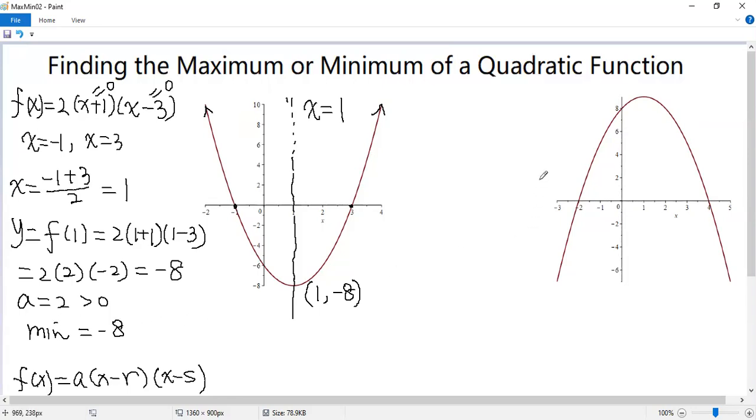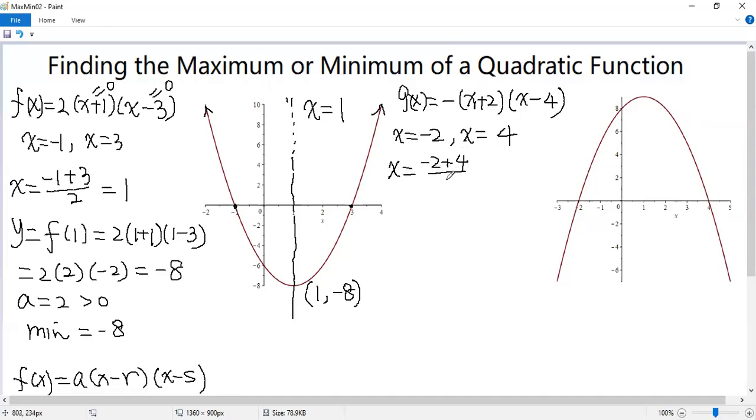Now let's look at another example. g of x equals negative (x plus 2) times (x minus 4). We know the zeros are x equals negative 2 and x equals 4. And the x coordinate of the vertex is x equals (negative 2 plus 4) divided by 2, which is 2 over 2 equals 1. So the x coordinate is 1.